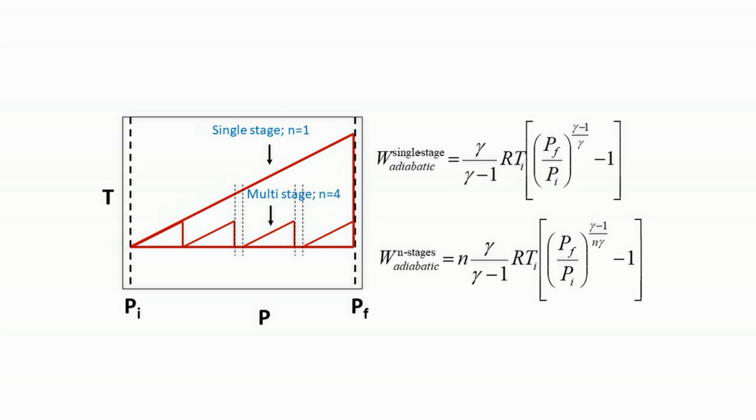If, on the other hand, the compression is done in a single stage, adiabatic compression, then basically there will be a temperature rise as shown in the figure, and the overall work that is done in the single stage will be given by this equation. And basically what you can see is that in this equation n is equal to 1, single stage.